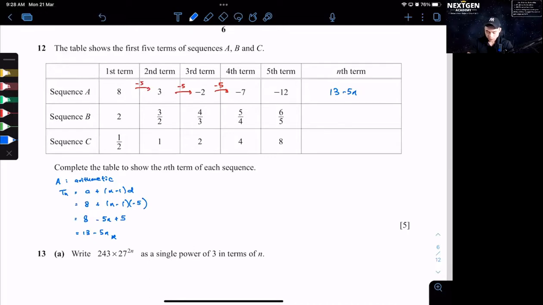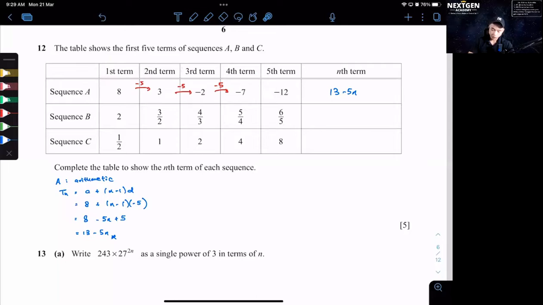Okay, let's look at B: 2, 3 over 2, 4 over 3, 5 over 4, 6 over 5. You see, it doesn't follow a plus, minus, times, or divide. But what I can observe here is, on top 3, 4, 5, 6, and at the bottom 2, 3, 4, 5. Then you have to try to relate it back to your n itself. These are your n values, the first, second, third, fourth, fifth term.